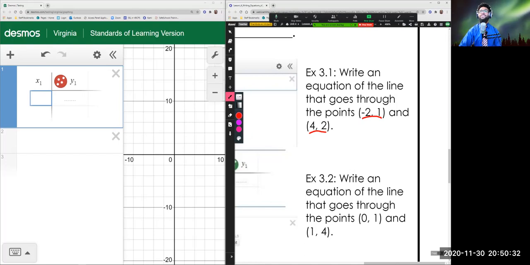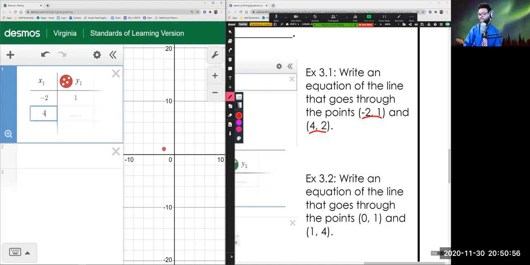So my first step was to type my points into Desmos. So I'm going to type in negative 2. Now look, my X value right here, this portion, needs to go into the X column on Desmos. And then my Y value, this bit right here, needs to go into the Y column on Desmos. So negative 2, 1. And then my next point is this 4, 2. Okay, so that's my first step.